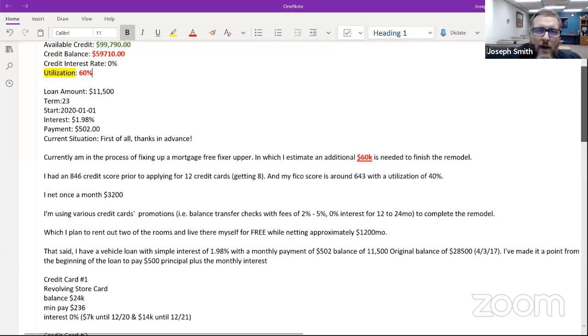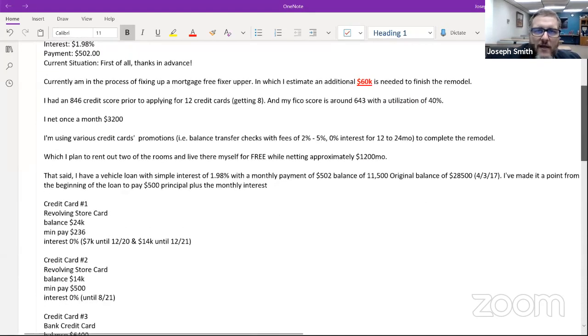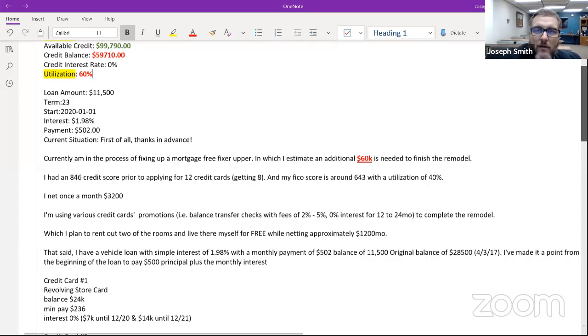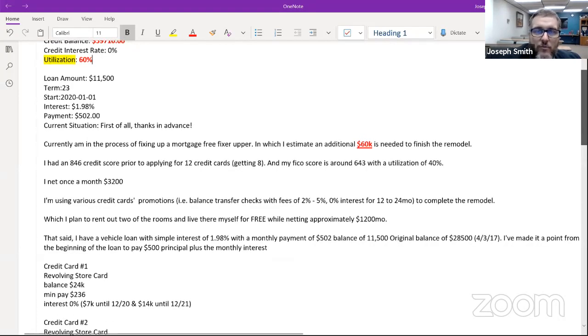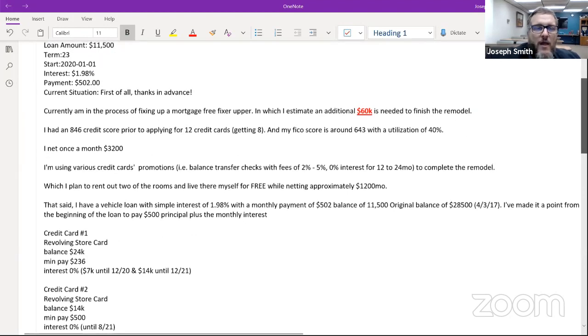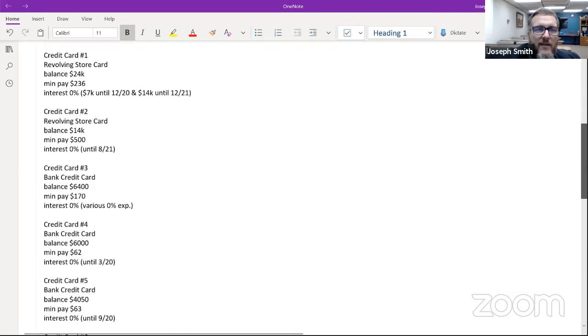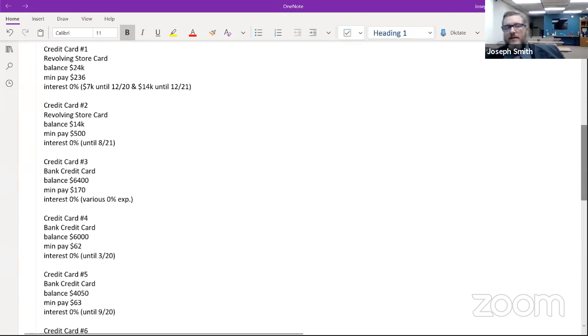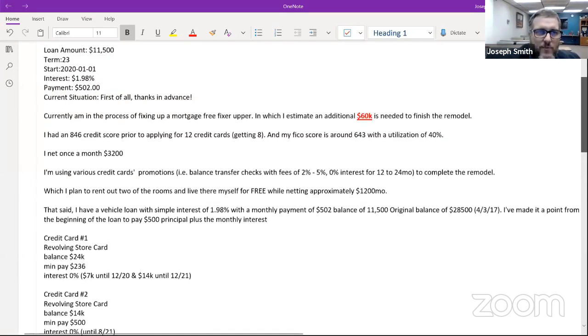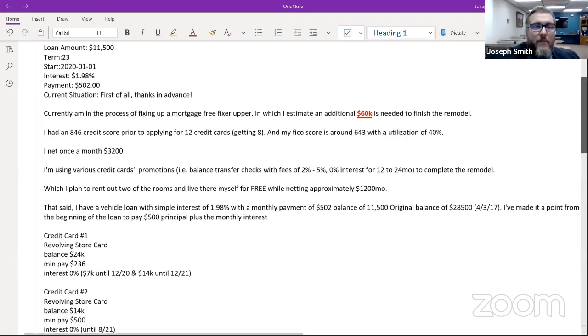And we find out as we read through this that somebody's trying to remodel and finish a house, and the goal is to move in and rent out a couple of rooms. The great thing about the lines of credit that they have here is that they're at 0% interest, because when this person started, they had an 846 credit score. I mean, that's like a unicorn. I've never seen a credit score that high. But okay, well, I have. My mom has a credit score that high, but she definitely is a unicorn.